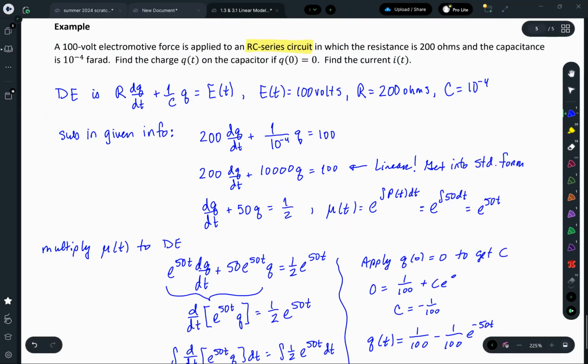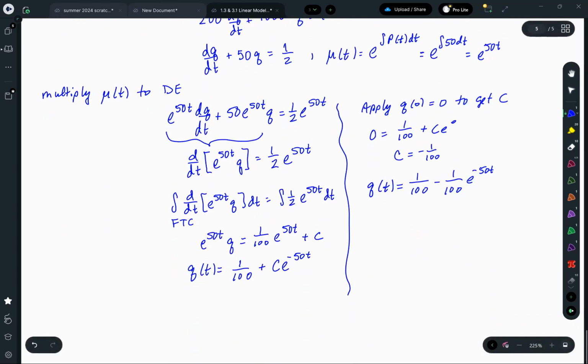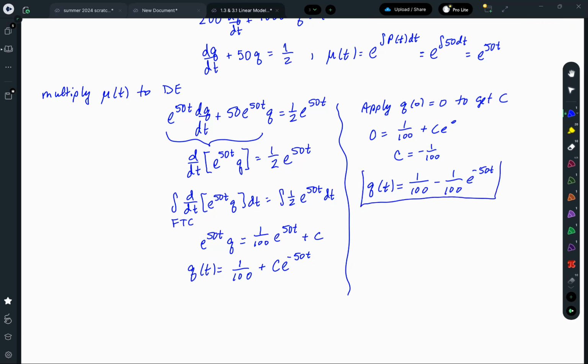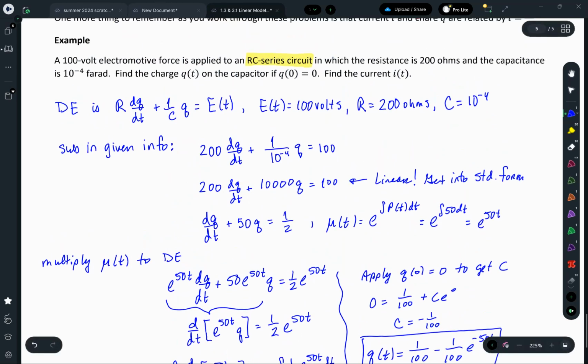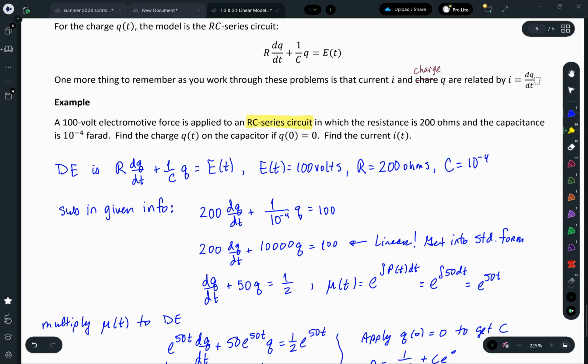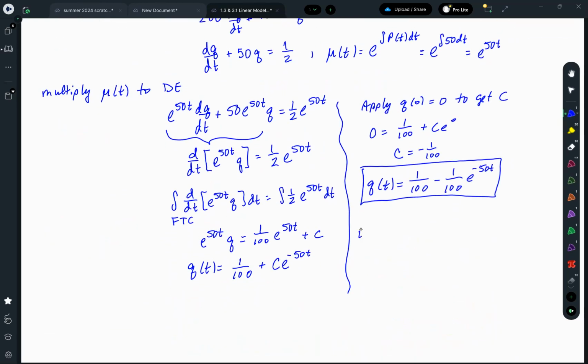Let me just go up. They asked us to find the charge Q of t on the capacitor if Q of 0 equals 0. We found that, that's one of our answers. The next thing they said is find the current I of t. We need to remember that I of t is going to equal dq dt.